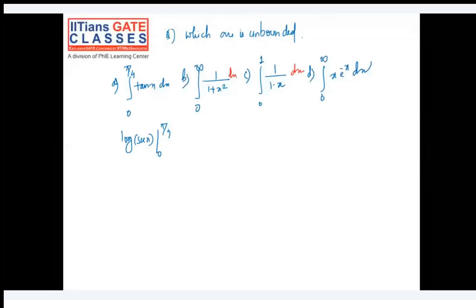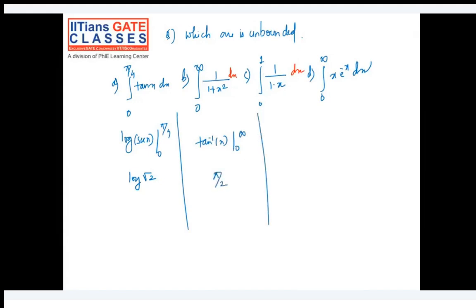Limits are also given. You will realize that in the first case, integration of tan x is log of sec x, 0 to pi by 4 is the limit, and log of root 2 is the answer. Second case, this is tan inverse of x, limit 0 to infinity, answer is pi by 2. Third case, it is minus log of 1 minus x, right? Integration 0 to 1, you will end up with infinity. Option C is unbounded because you will end up with infinite value. And for the last question, I hope you will get one answer.